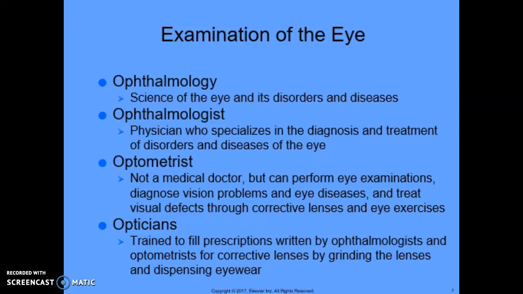What is ophthalmology? Ophthalmology is the science of the eye and its disorders and diseases. An ophthalmologist is the physician who specializes in the diagnosis and treatment of disorders and diseases of the eye. And it's important to note that an optometrist is not a medical doctor, but can perform eye examinations, diagnose vision problems and eye diseases, and treat visual defects through corrective lenses and eye exercises. Then we have an optician.